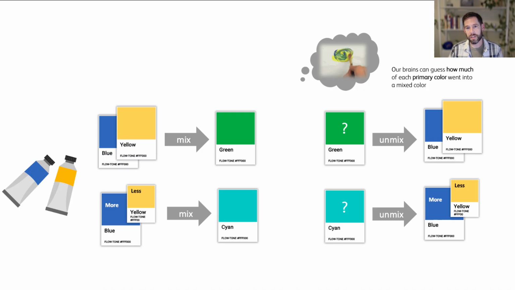But this reveals something kind of fundamental about our understanding of color. Not only can we take colors and mix them and create a new color, if we see a color and we know which primary colors were available, our brains can start to guess or estimate how much of each of those primary colors went into that new color. So if I see green paint, I can probably be sure that if I only had blue and yellow paint, they were mixed in equal proportions. If I see a turquoise or cyan paint, I probably know that I used more blue and less yellow paint to achieve that.